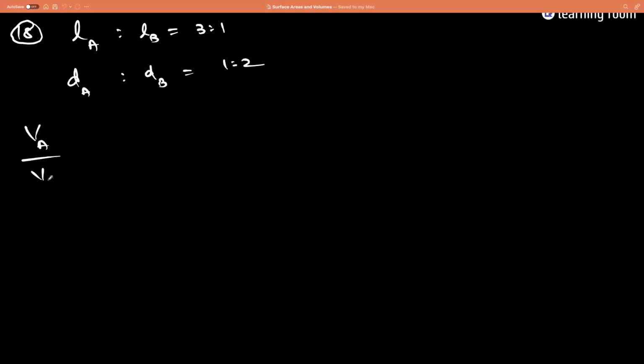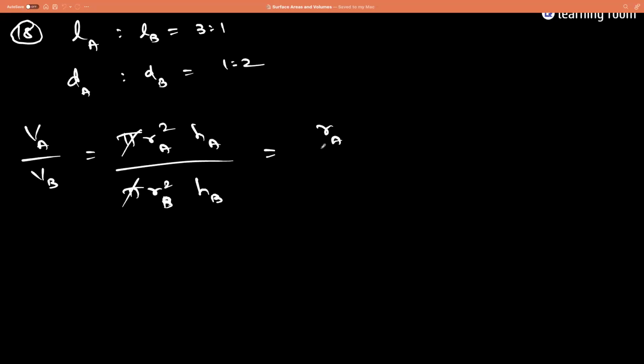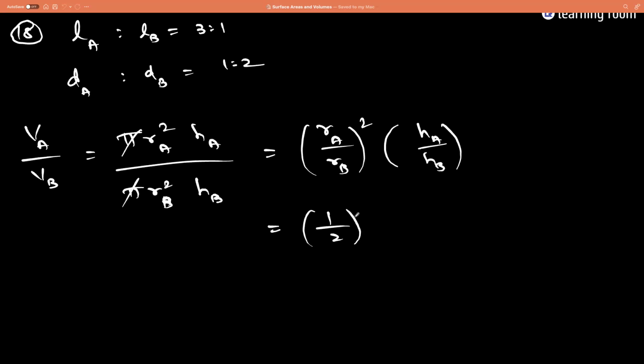So volume of A by volume of B is equal to pi RA square HA divided by pi RB square into HB. So pi and pi are gone. Can I write it as RA divided by RB the whole square into HA divided by HB? So RA divided by RB is 1 divided by 2, the whole square, into HA divided by HB, which is 3/1. So 3 divided by 4 is going to be the required answer. So the answer is 3:4.